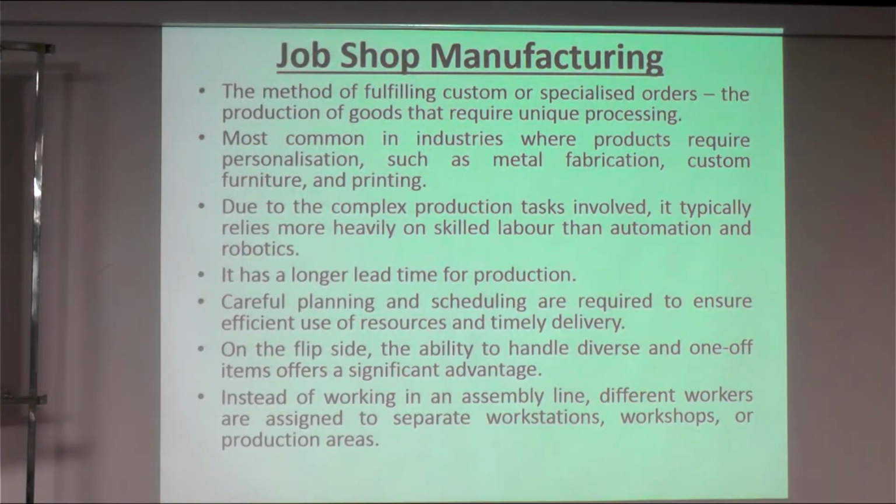Jobs of manufacturing, as I explained. So this method of fulfilling custom or specialized orders is the production of goods that require unique processing. So they produce mostly customized products. Most common in industries where production requires personalization, such as metal fabrication shops, custom furniture, printing. Due to the complex production tasks involved, it typically relies more heavily on skilled labor. So obviously one has to be skilled.